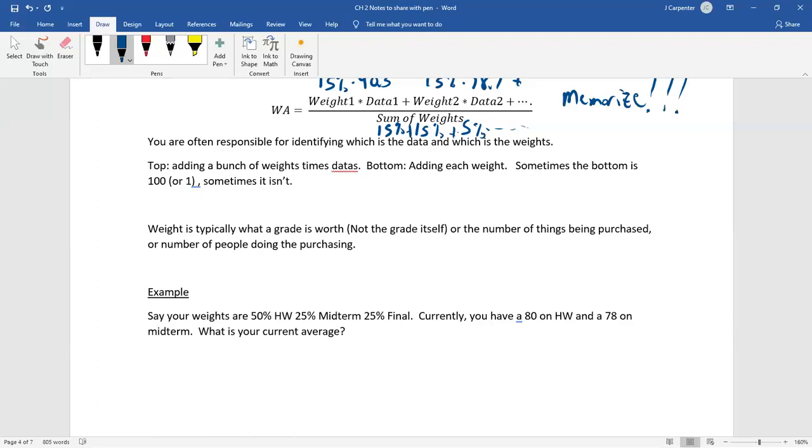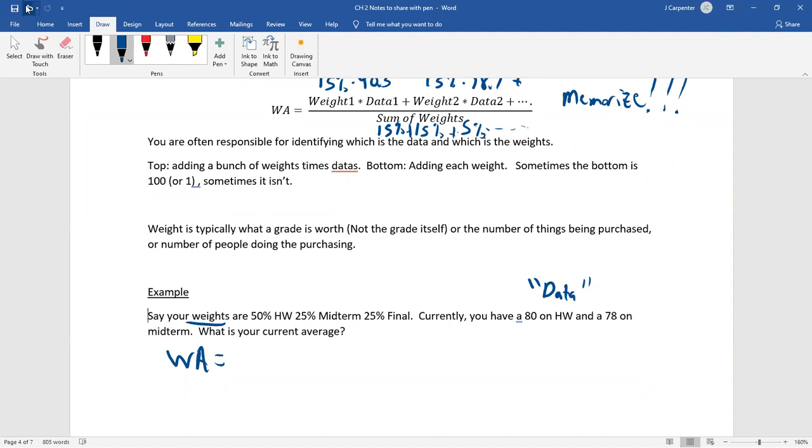And you earned a 78 on the midterm. So these grades are pretty close to each other. What is your current average? Now, we're not just adding 80 and 78 and dividing by 2, because this is a weighted system. We have to account for that. So our weighted average. First, it's important to note what the weights and what the data are. The 80 and the 78, these are our data. These are the things that we earned. These are the weights, how much each category weighs, how much it counts for. The larger the number, the more it counts for.